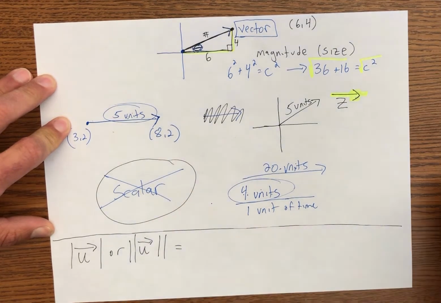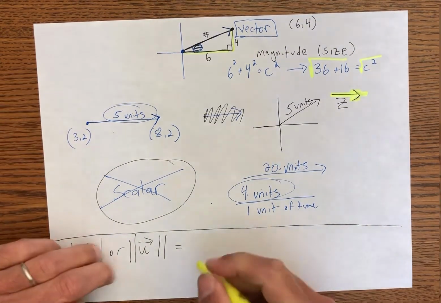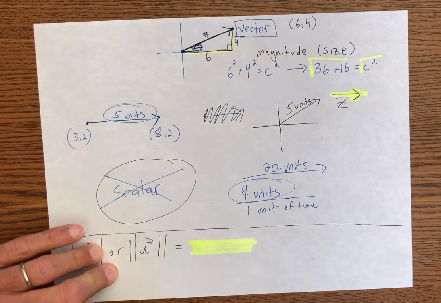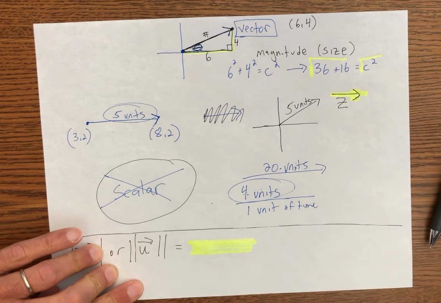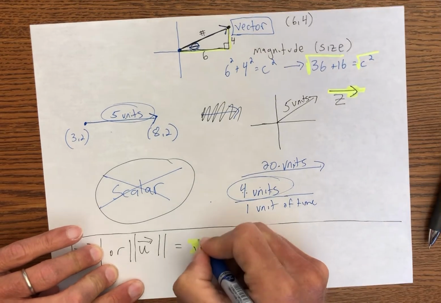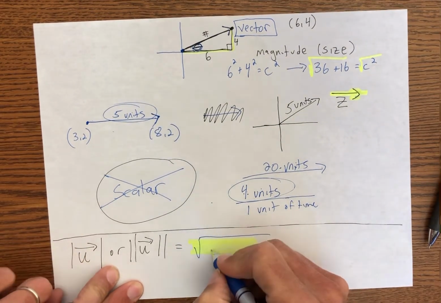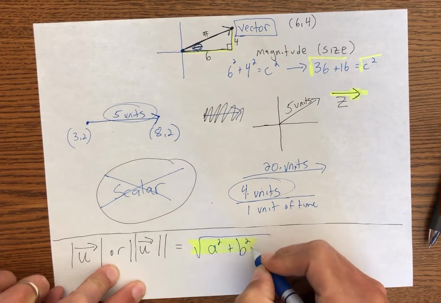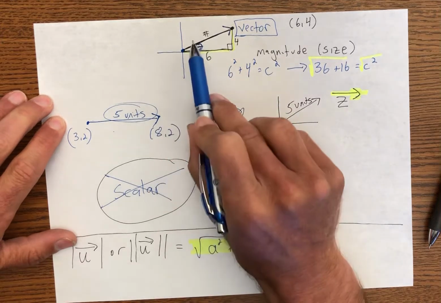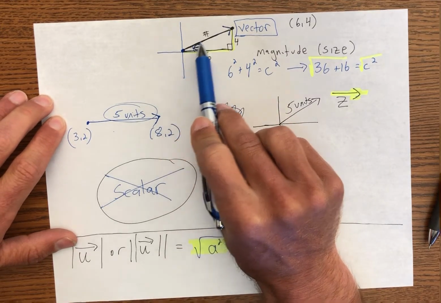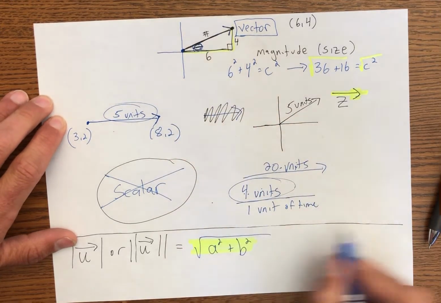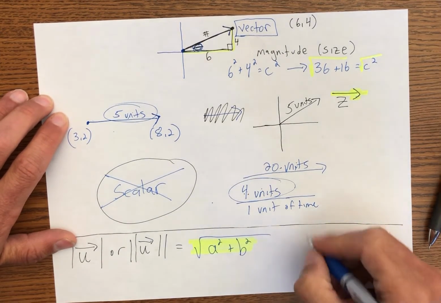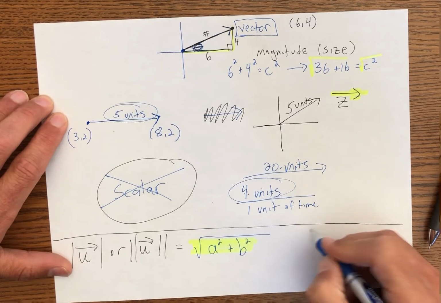The formula for this is you're going to square root a squared plus b squared, because the magnitude is the size. And the way you find the hypotenuse is just basic Pythagorean theorem. So let's take an example.